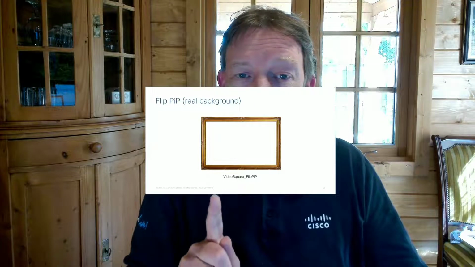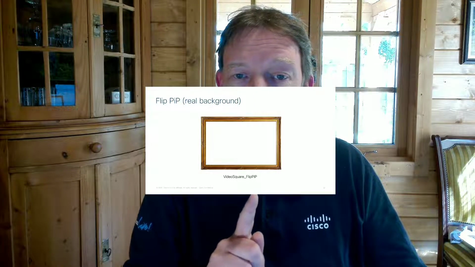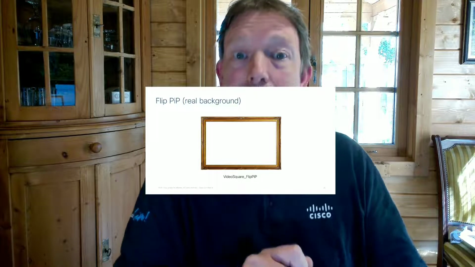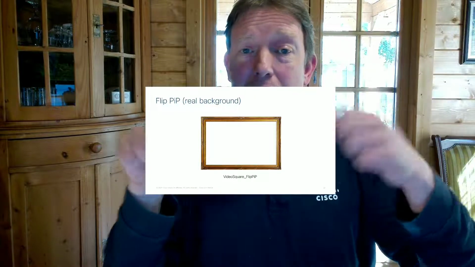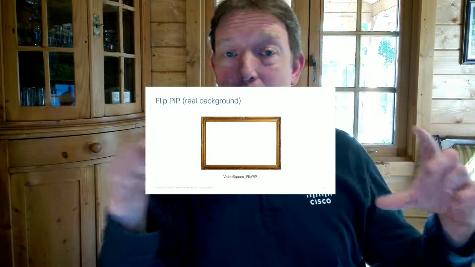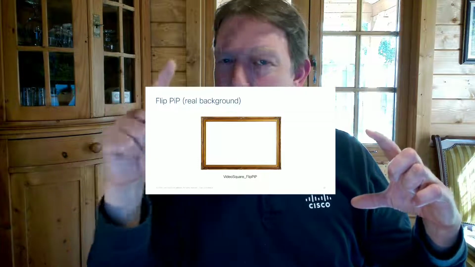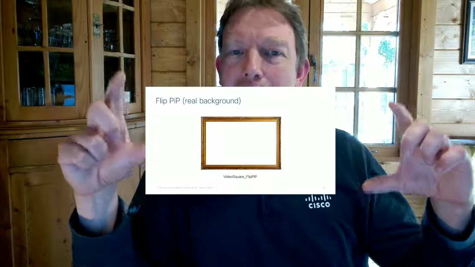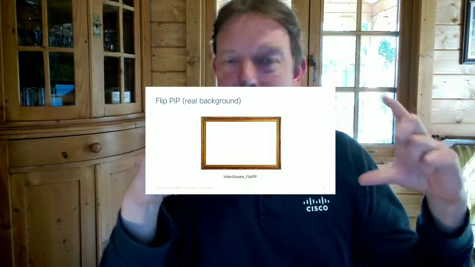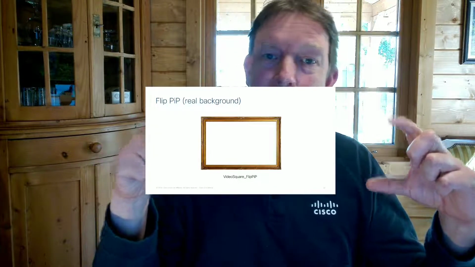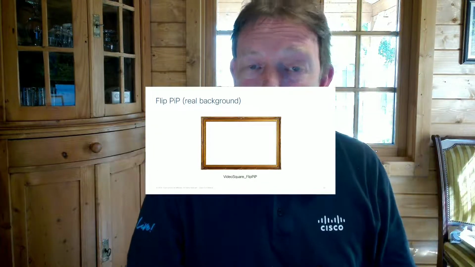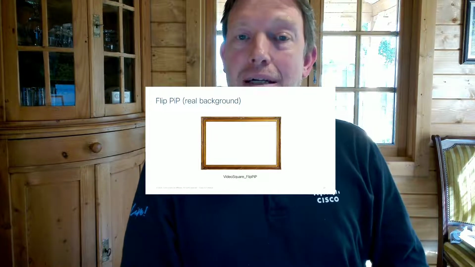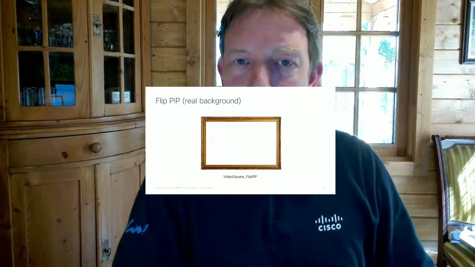If I call it video square flip pip, then it flips it. So it puts the slide inside the square that I have defined. Well, that's weird, right? It puts the slide inside the square that I have defined, and my real background appears in the background.